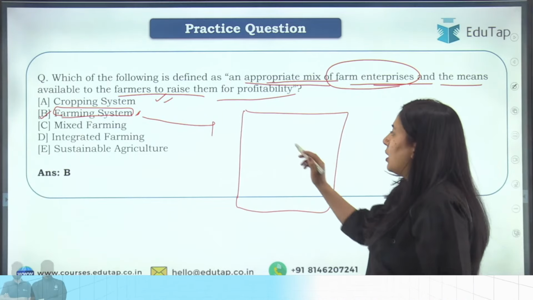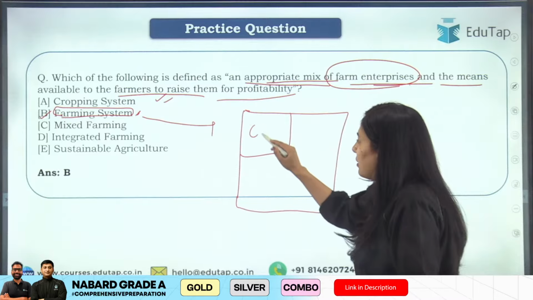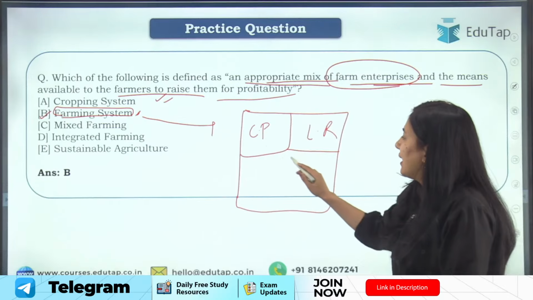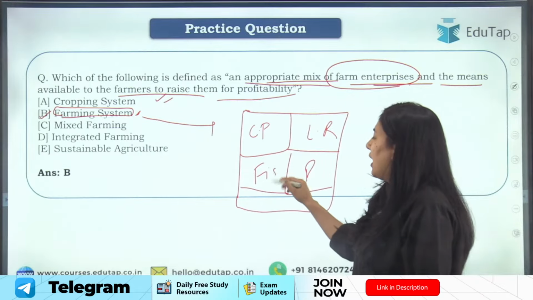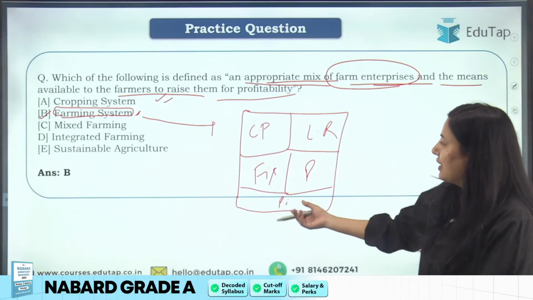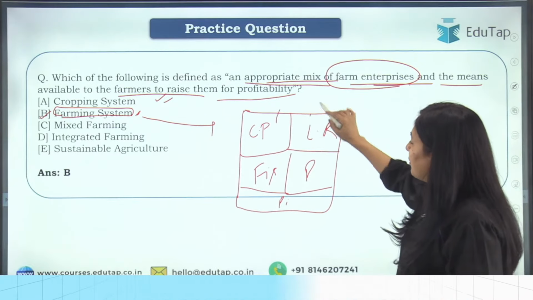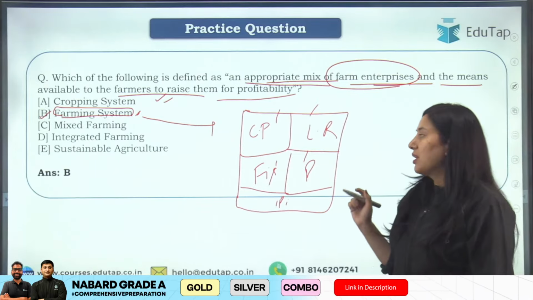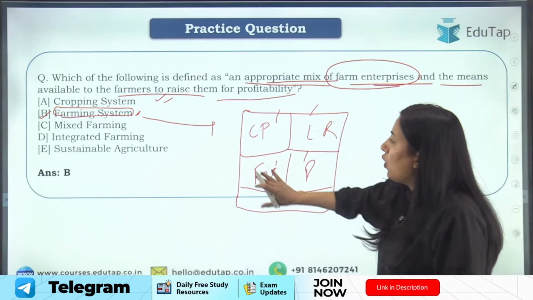So inside a farm we can have multiple enterprises. What are the enterprises? Crop production can be one enterprise, another can be livestock rearing, another can be poultry, another can be fisheries, another can be piggery or any other enterprise related to agriculture. Now you can see we have different enterprises in a farm. In a farming system, what we do is try to integrate all these enterprises.